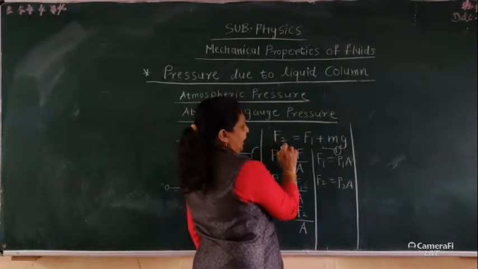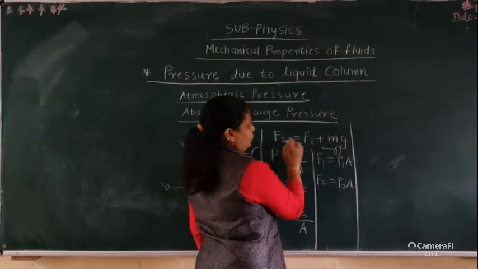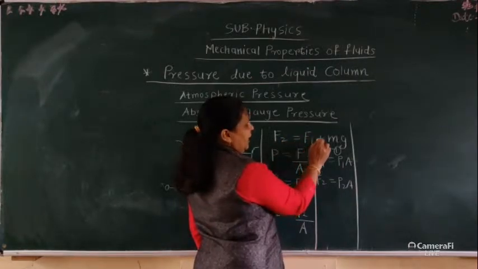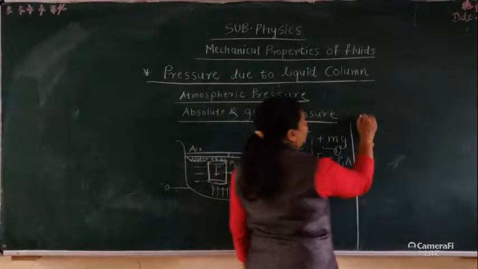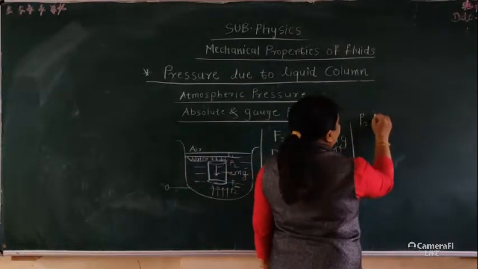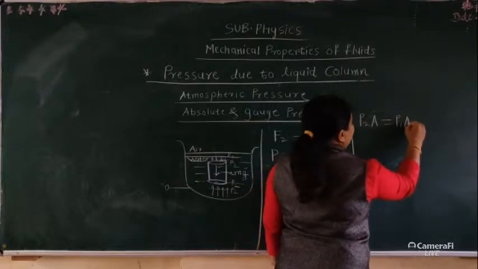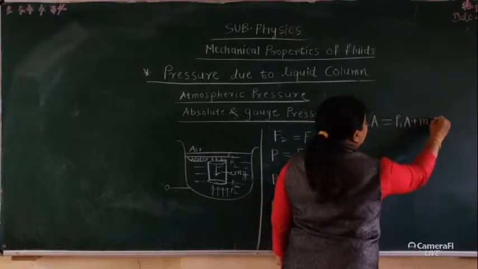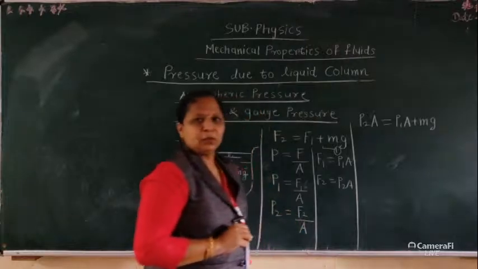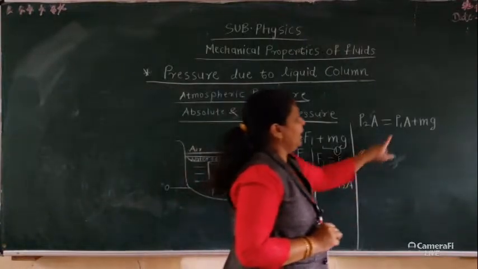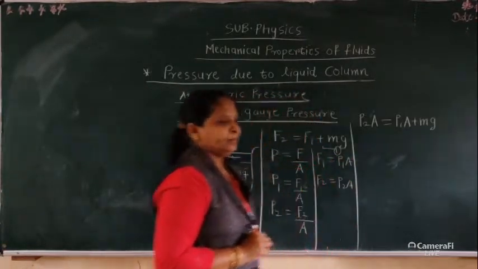So, equation number 1 becomes: F2 means P2A, F1 means P1A. So, P2A is equal to P1A plus mg.